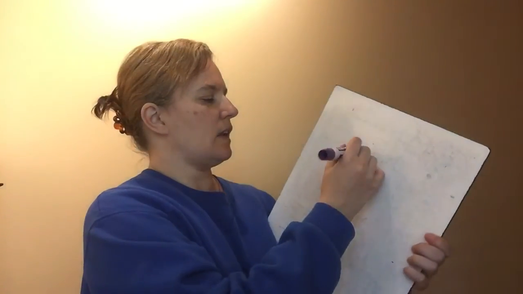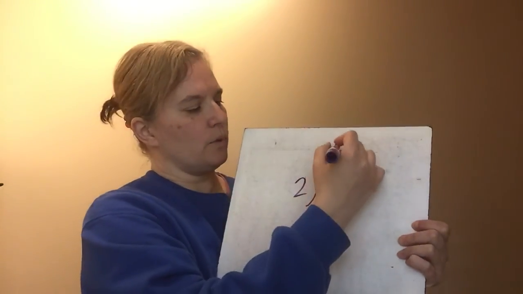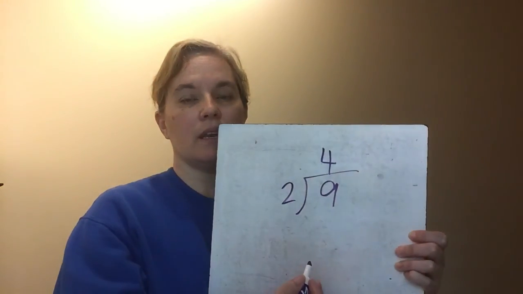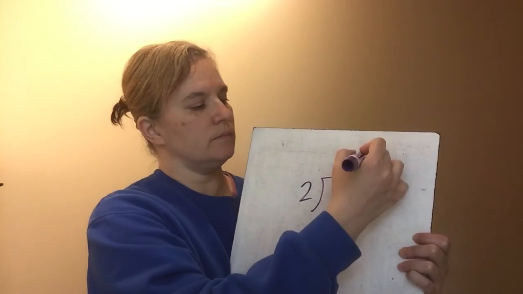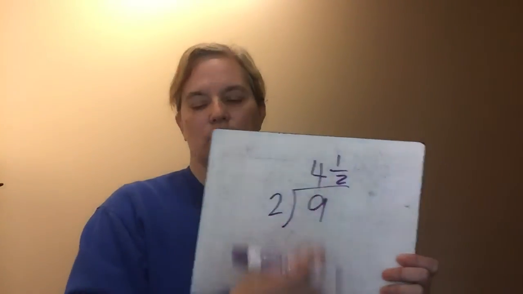You could have just said 2 times 4 equals 8. I know that 9 minus 8 equals 1. And then bring the 2. You don't have to work out all that stuff if you don't want to. That's just fine. Whichever way works easiest for you.